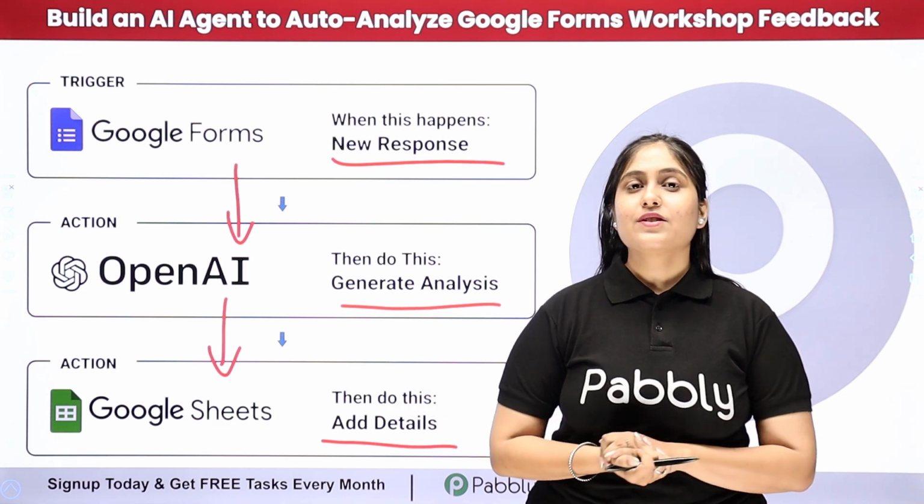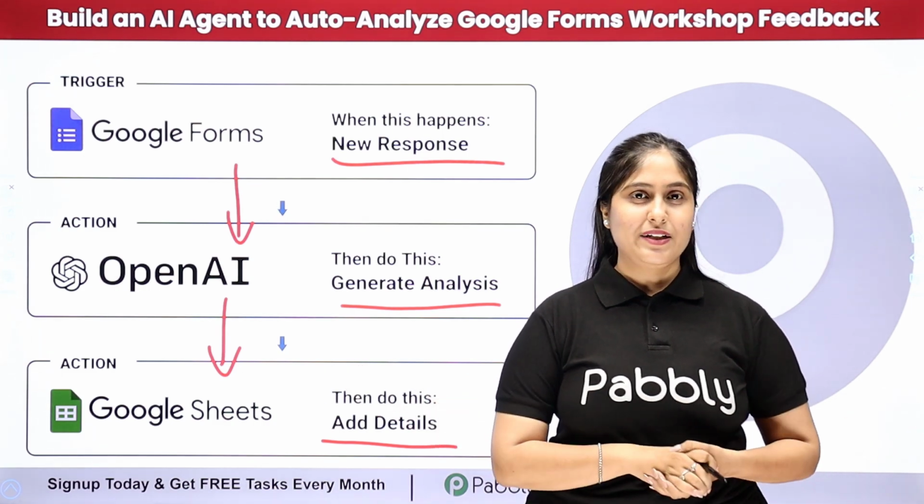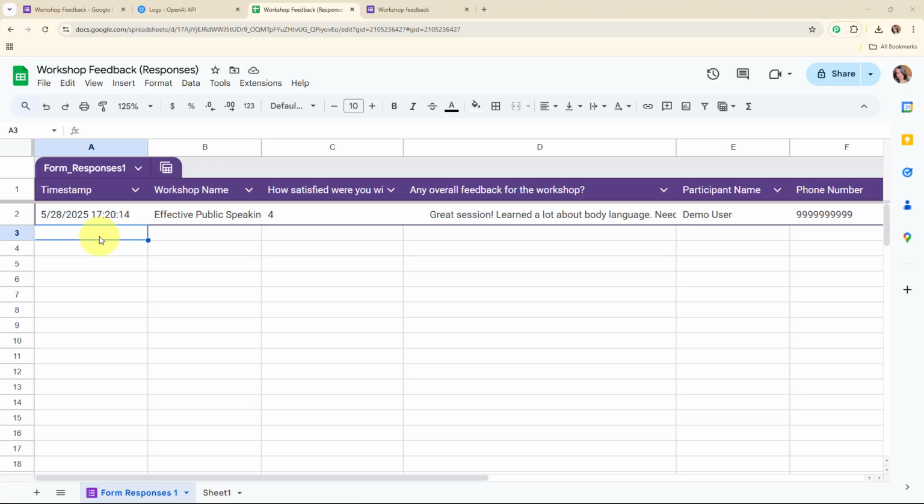So to see the working of this automation and to learn this process step by step, let me take you all to my screen. Welcome to my screen. In this video, I'll show you how to automatically analyze workshop feedbacks using AI agents. This helps you quickly understand participant satisfaction, identify areas for improvement, and save hours of manual review time.